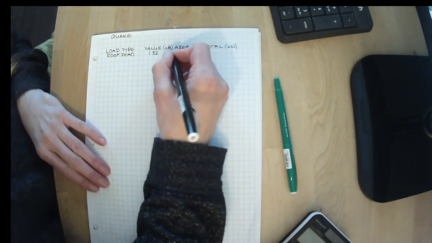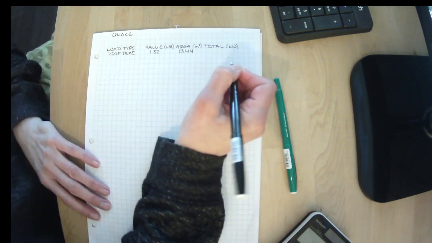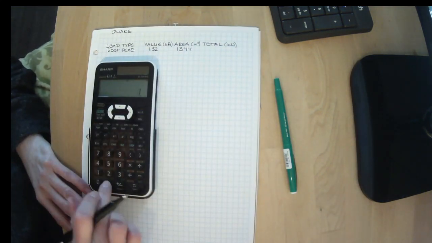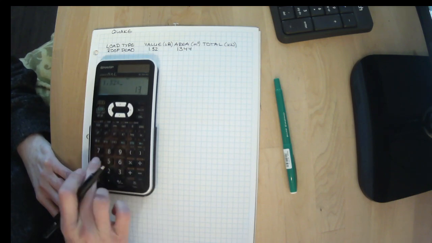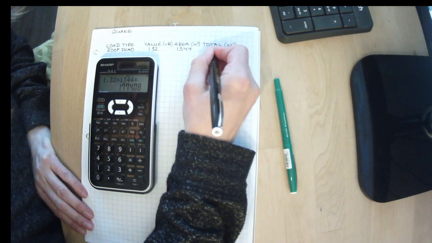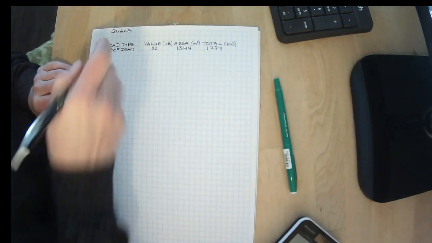We also know that the area of the roof is 1,344 meters squared. So that means we can figure out what the total load in kilonewtons is. It's 1,774 kilonewtons.